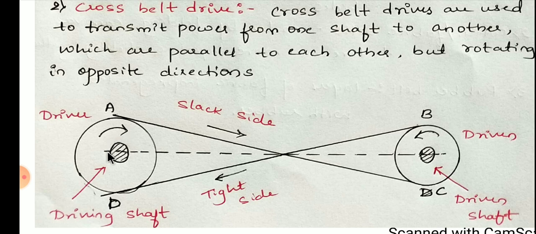If you see the driving shaft, it is rotating clockwise, whereas the driven shaft is rotating anti-clockwise. At that time you can go for cross belt drives. These are the two different types of belt drives which are employed.